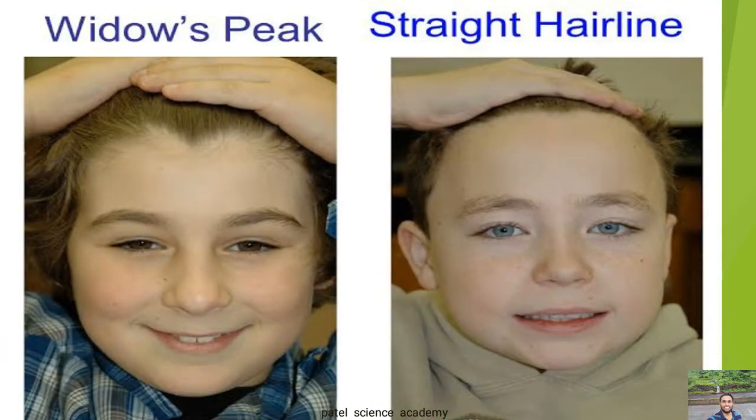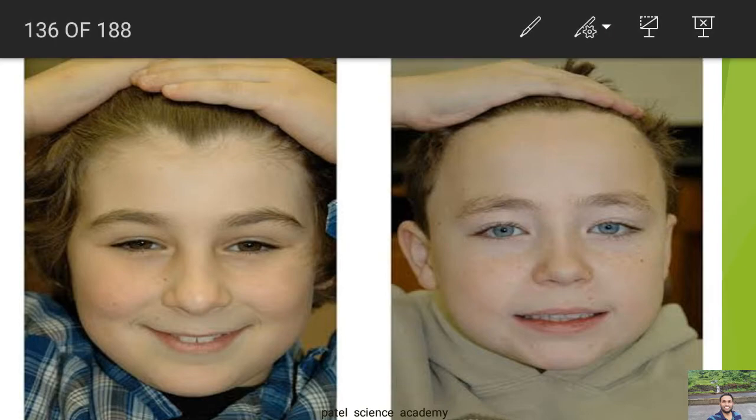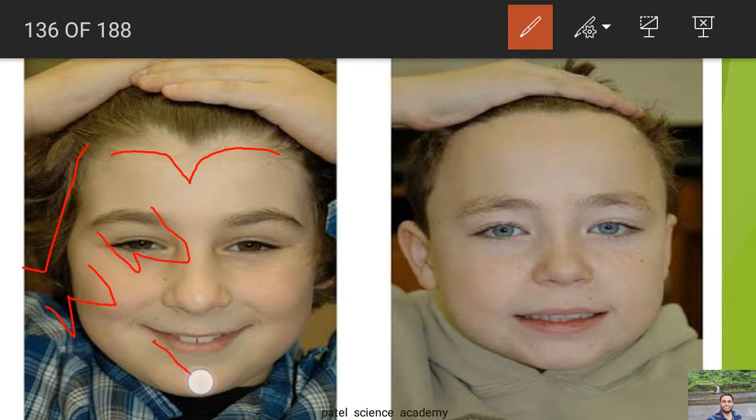You can one more time see here widow's peak in this girl and straight hairline in this one too. So it can be easily observed. This is widow's peak. It means in this girl the pair will be either capital W capital W or capital W small w. While this is not widow's peak, this is straight hairline, and in this body there will be small w.